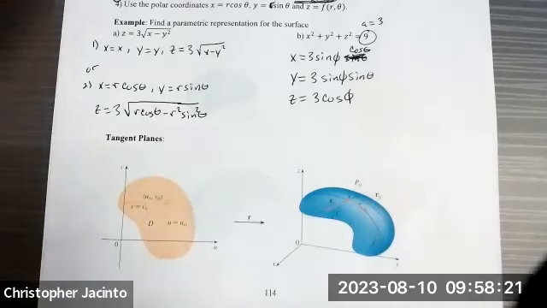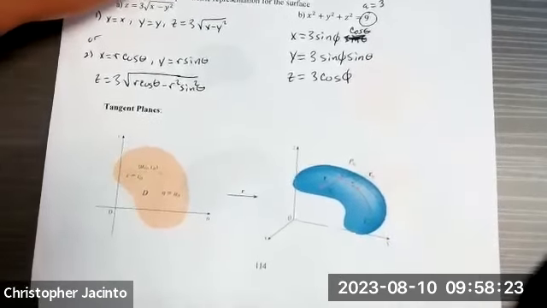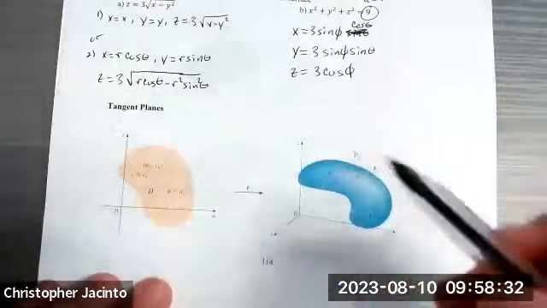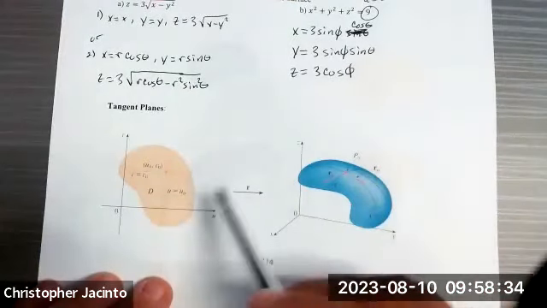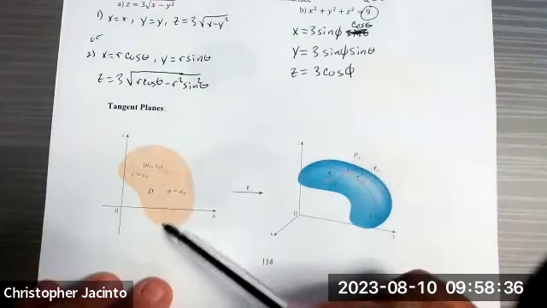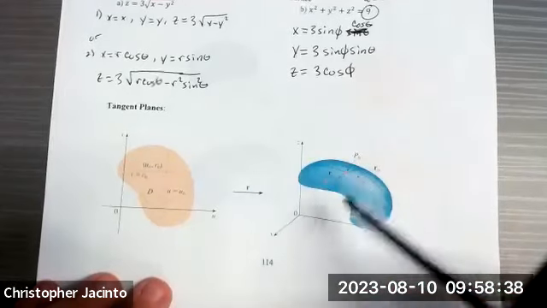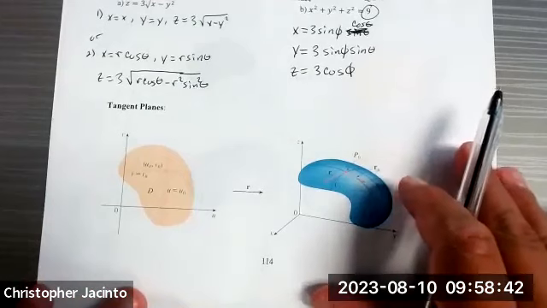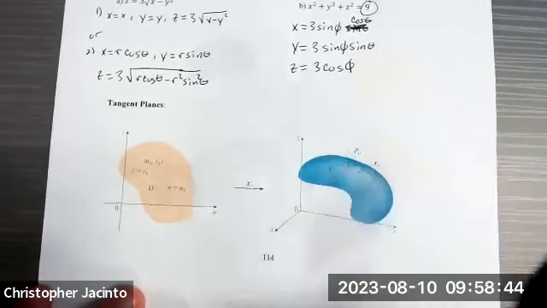Anyways, tangent planes. All right. Like I talked about a couple of minutes ago, I can create curves using this transformation. So this curve here represents that curve. This curve represents this curve here. Therefore, if I can represent curves in 3D models, I can find tangent planes.